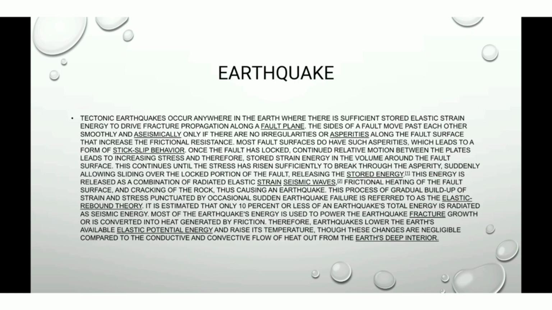Tectonic earthquakes occur anywhere in the world where there is sufficient stored elastic strain energy to drive fracture propagation along a fault plane. The sides of a fault move past each other smoothly and aseismically only if there are no irregularities or asperities along the fault surface that increase the frictional resistance. Most fault surfaces do have asperities, which lead to a form of stick-slip behavior.